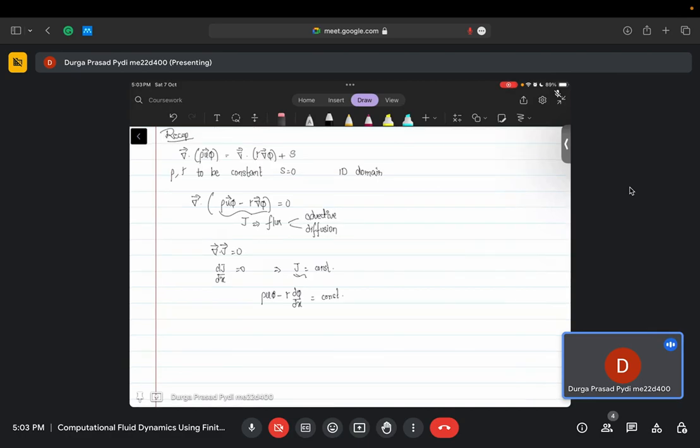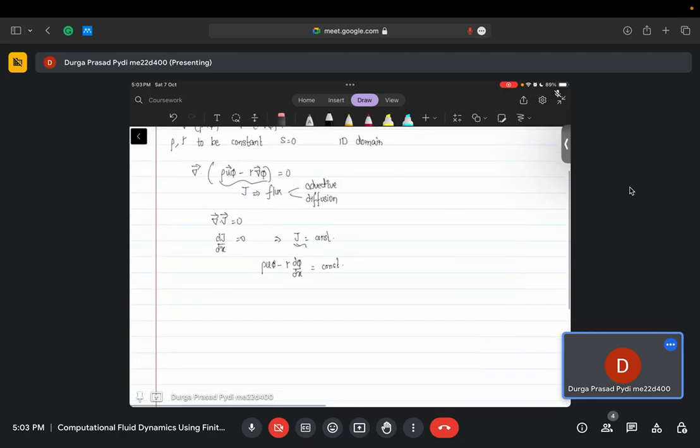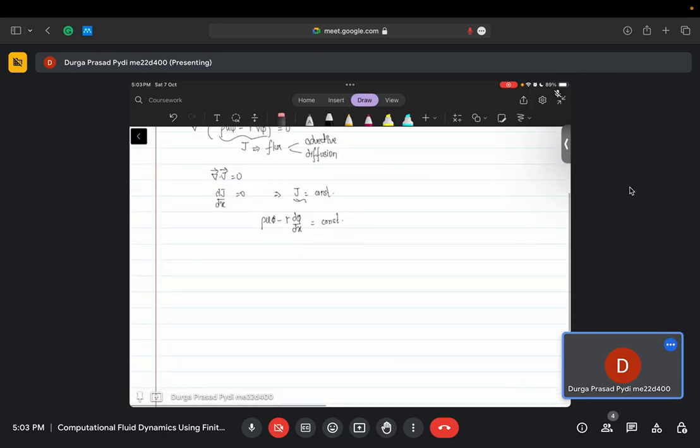So we'll get quickly started. This was the last problem we were discussing in the last session. So we have our convective diffusion equation. In this particular case, when both the density and the diffusion constant are constant and your source term is 0, this is the equation we'll be ending up with for the one-dimensional scenario.